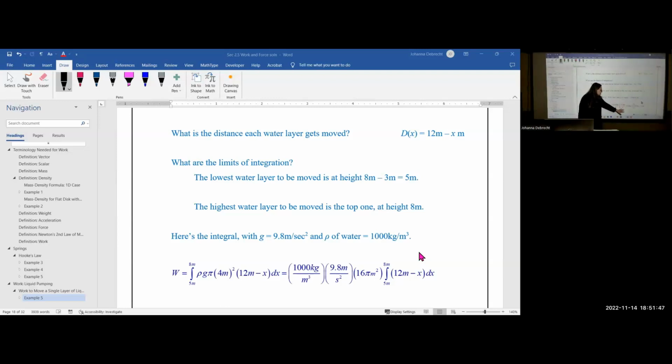g, of course, is 9.8 meters per second squared, and we found the cross-sectional area to be 16 pi meters squared. The only thing that depends on x in this problem, this is not always the case, but in this problem, is the expression for the distance through which it's moved, 12 meters minus x. So that's the only one you have to integrate. So go ahead and pause the video, integrate, and then turn the video back on and let's compare.